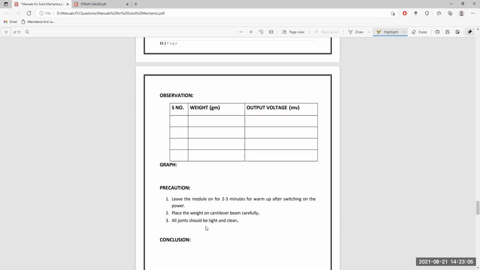First, the precautions. There are a few precautions. Weight should be placed on the cantilever very carefully, not all of a sudden, but slowly and steadily. You should keep it over the lid, and it should not fall down from the lever, because otherwise the meter reading would be wrong. All joints should be tight and clean itself, and the multimeter should be switched on for 2-3 minutes for warm up of the different switches itself.